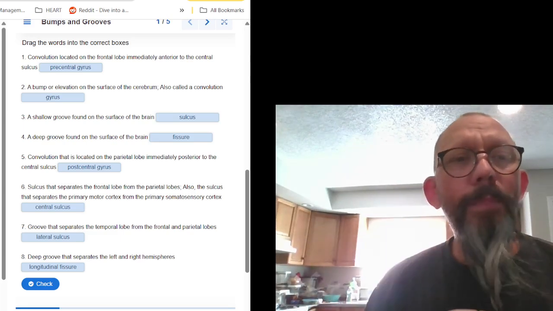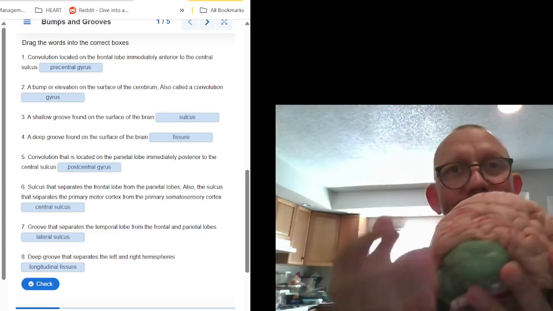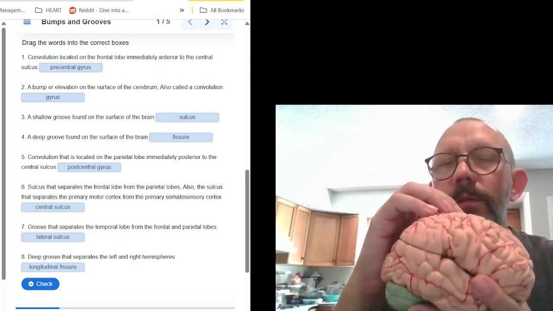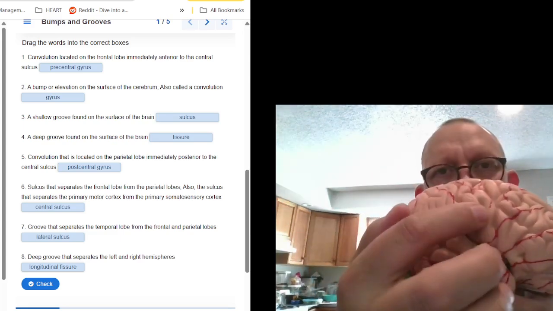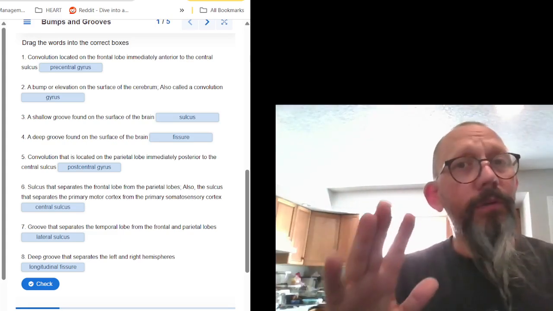A lump or bump, or elevation on the surface of the cerebrum, right? Also called a convolution, is a gyrus. That's any of these lumpy bumps, right? You can see them through here. Anything that's sticking out. Now, smooth brain people don't know much.